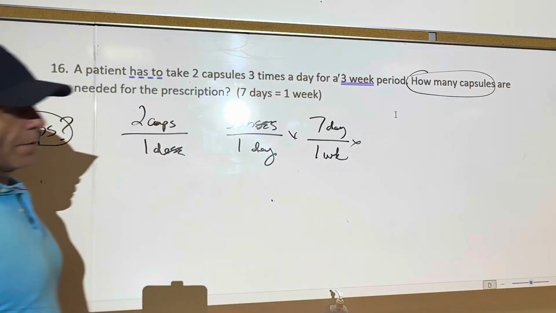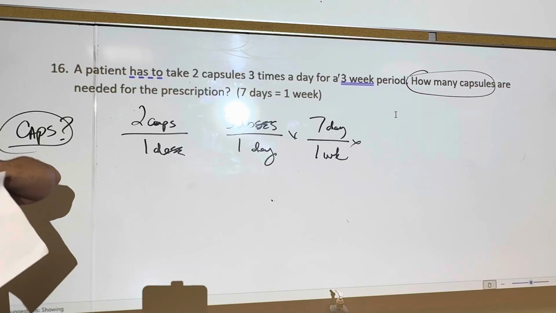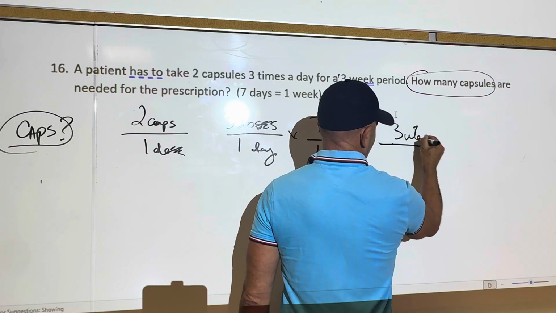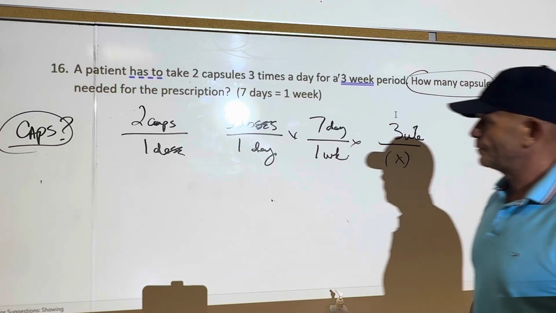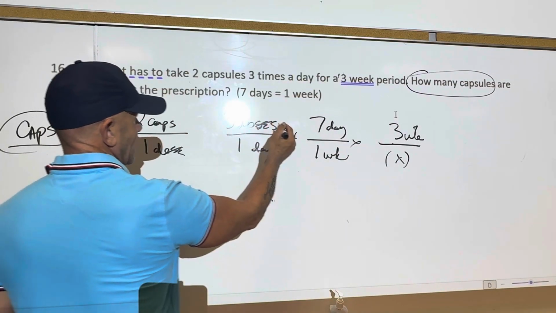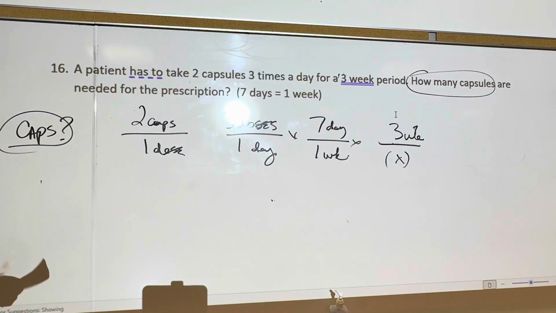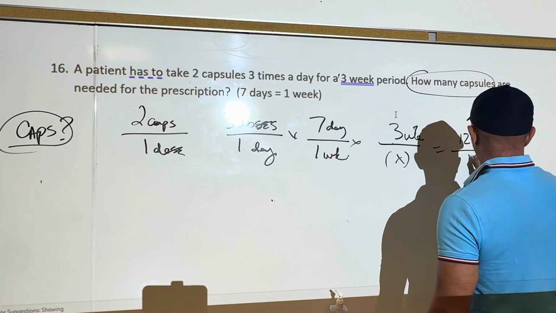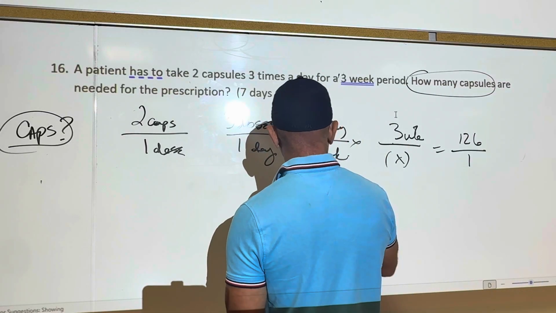Well, how many weeks are we doing this for? How many weeks does the patient take these capsules? For 3 weeks. So we know we're going to bring weeks up here, and we have 3 weeks. That's what they're giving us. Now we're trying to find out, these are going to be our capsules. 2 times 3 is 6. 6 times 7 is 42. 42 times 3 is 126. Over 1. What, you divide 126 divided by 1 gives you what? 126 capsules.